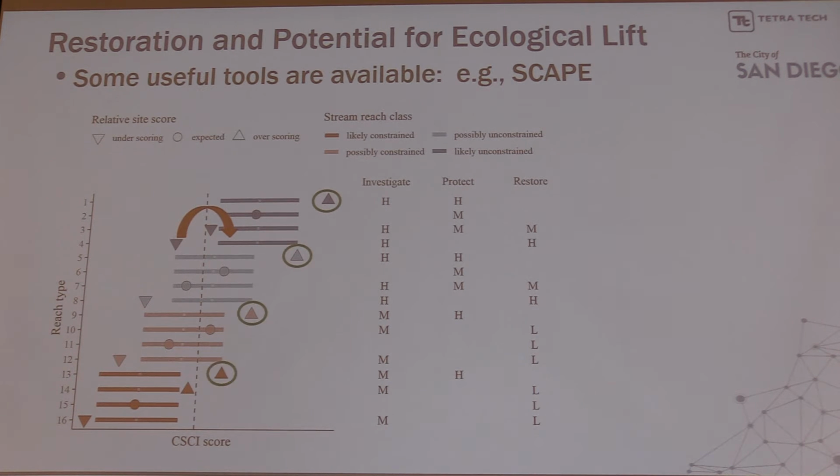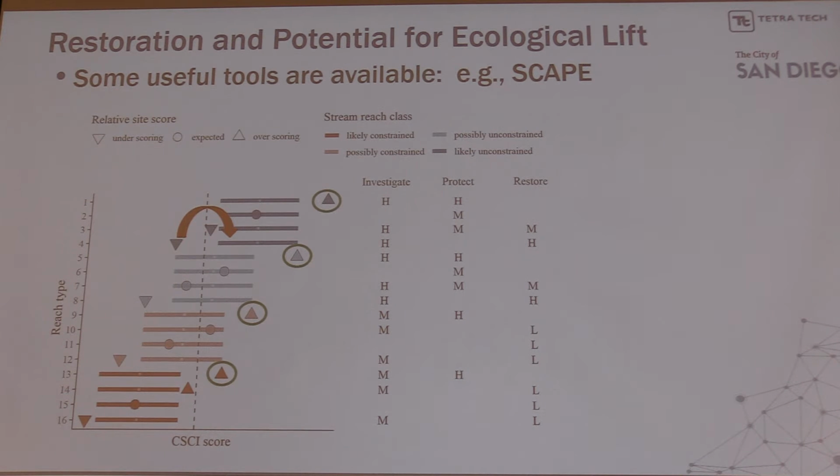These ones I'm circling here are overperforming, in a sense. They're performing much better than most of the sites that have similar landscape constraints. So those are ones that are doing very well relative to their peers, you might say. And so those are ones that you would probably want to really protect. You want to make sure they don't fall back down.